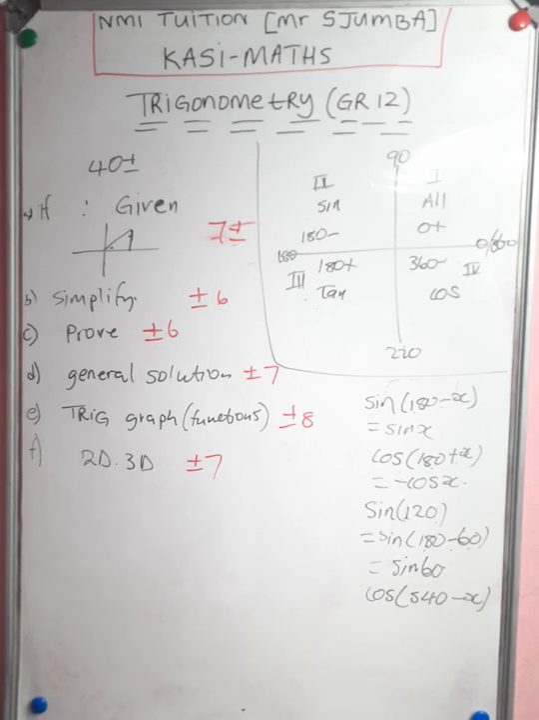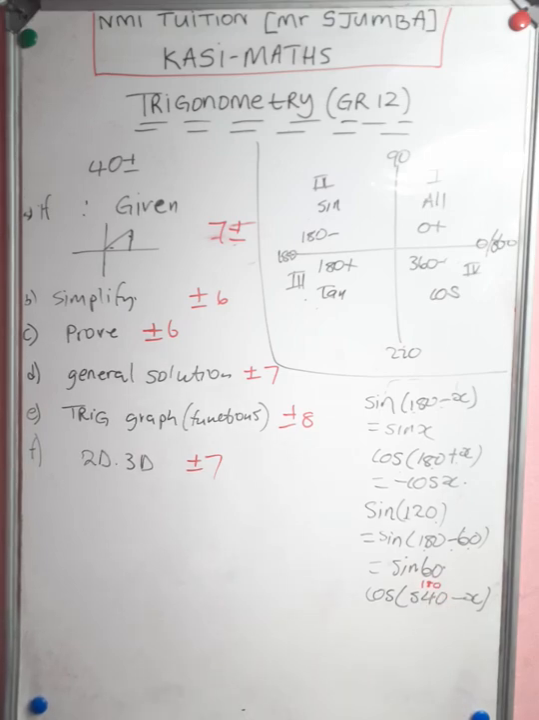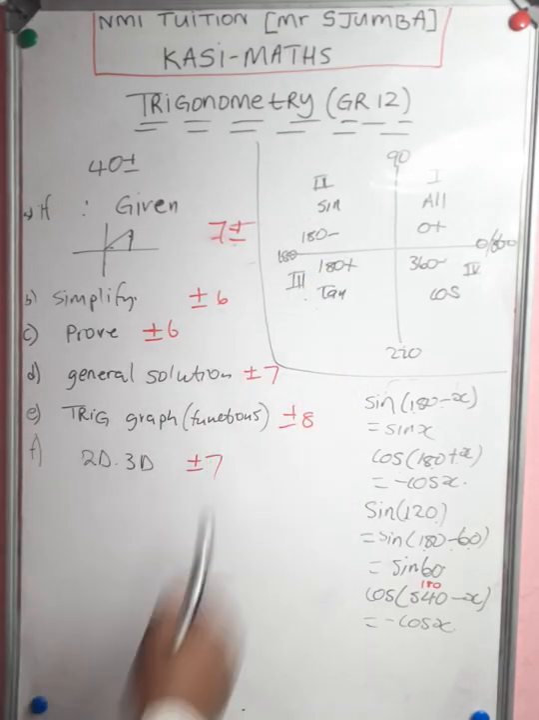540 minus 360, that is 180, right? 180. Because when you see 540, you know it is 180. So 180 minus, it's quadrant 2 and cos is negative, so it's negative cos x. Do you see? So here the angles are positive, right?